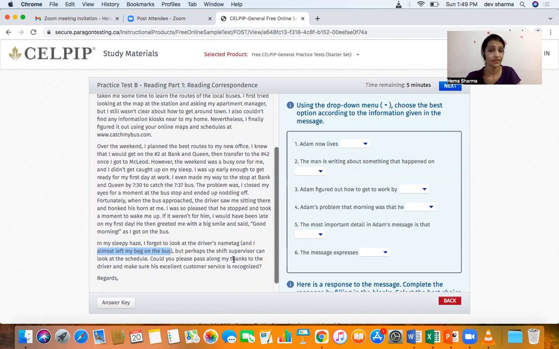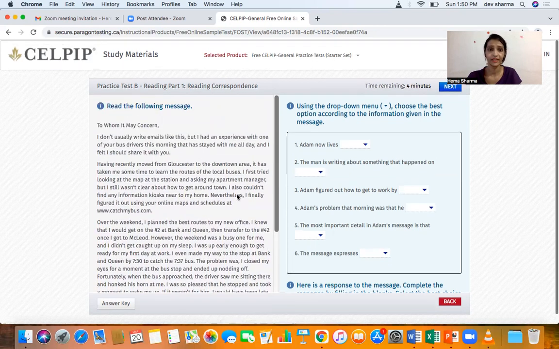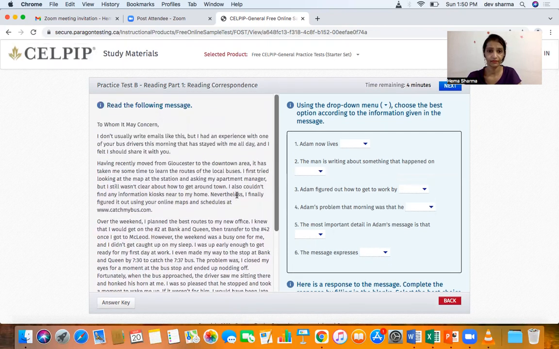But perhaps the shift supervisor can look at the schedule. Would you please pass along my thanks to the driver and make sure his excellent customer service is recognized? Regards, Adam Stevenson. All right. So simple enough. We can understand this is a letter of thanks, not an informal letter. It's a semi-formal kind of letter.